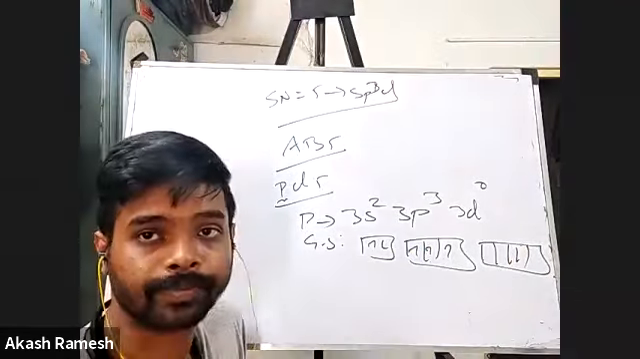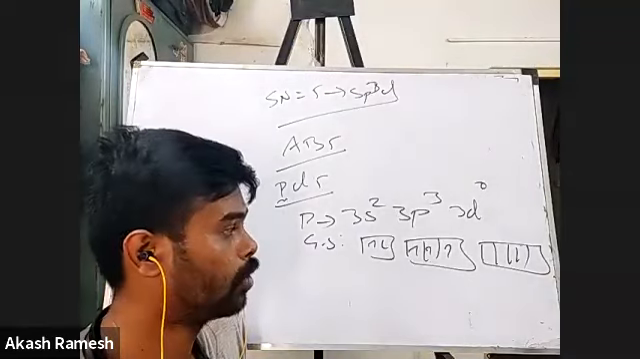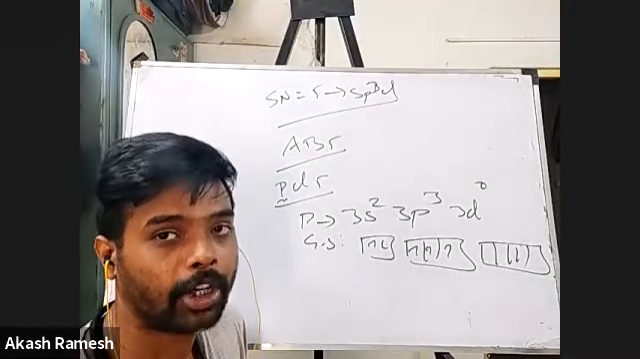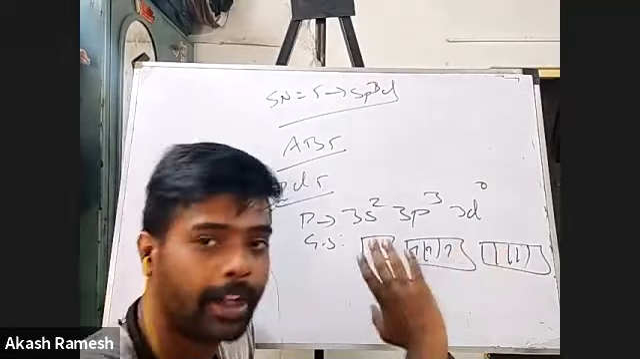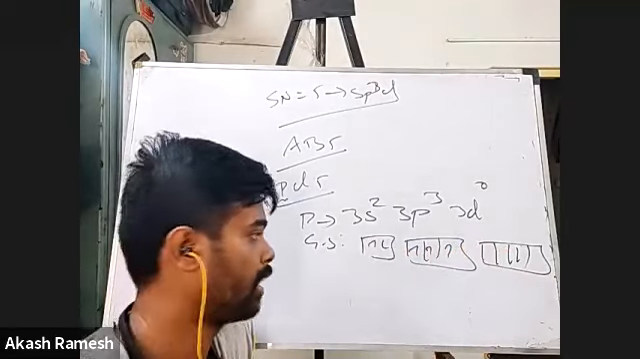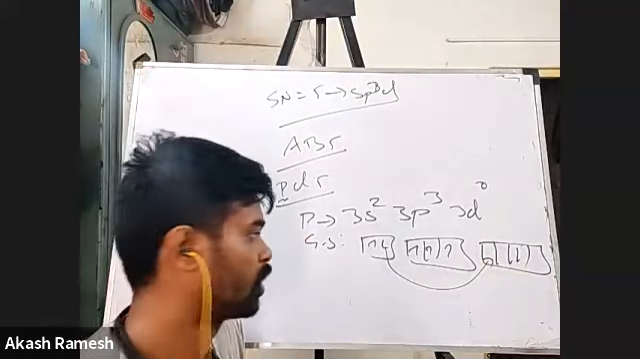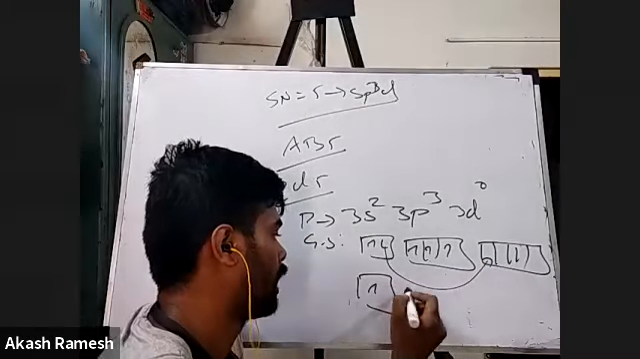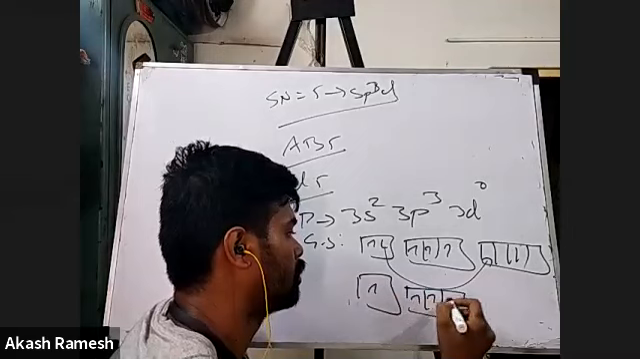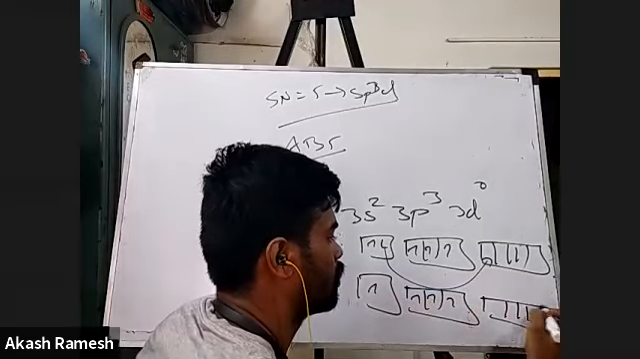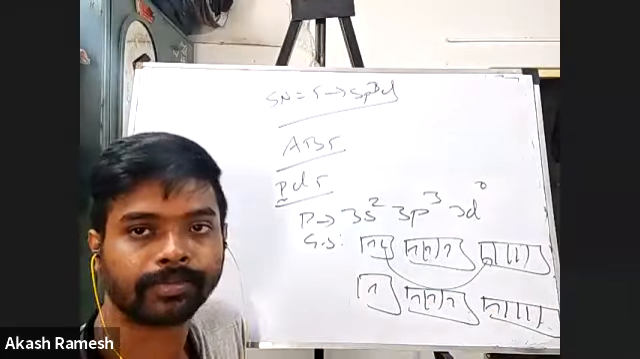Now what I have to do? I have to shift the electron to the empty orbital. Now you see here I have an empty orbital. The d orbital is still empty, right? So I can shift this here. So I have 1 electron, 3 electrons, and 1 electron.